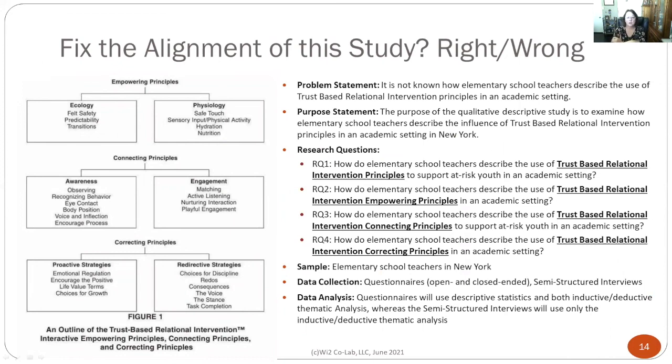This is a qualitative study. Problem statement: it's not known how elementary school teachers describe the use of trust-based relational intervention principles in an academic setting. The theory is to the left. What do you notice about the theory right off the bat?